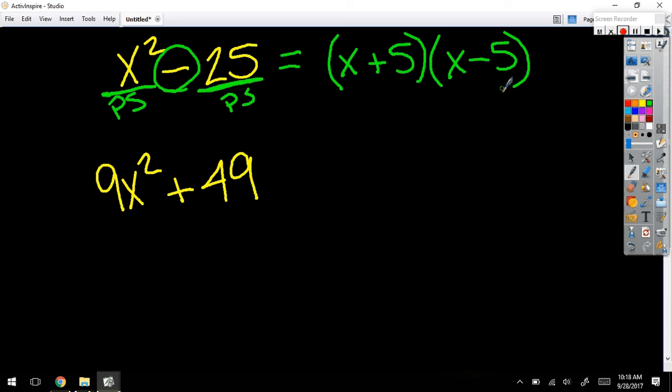Yes? How about the second one? Is it? Why? Because it has a plus sign. What if I change this to that? It is now. How would it factor? 3x.